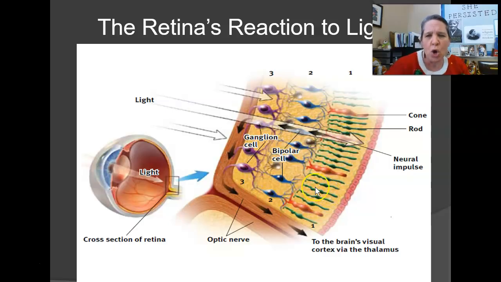Okay, so it is sent back here to the rods and cones. It's processed by the rods and cones. It's changed from a wavelength into an electrical chemical message that can be used by the brain. After it's changed here, it goes to these bipolar cells, which are in the middle, and then it moves on to these ganglion cells. Okay, and the ganglion cells form this optic nerve right here, and the optic nerve takes it to our occipital lobe in our brain.